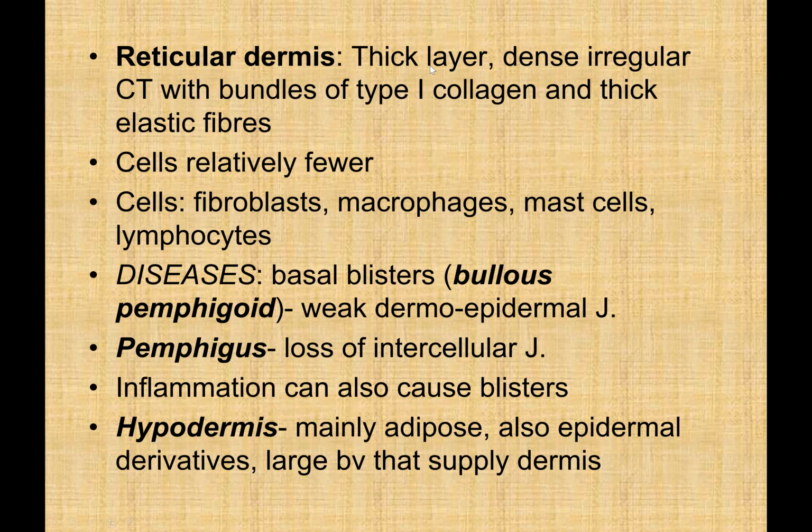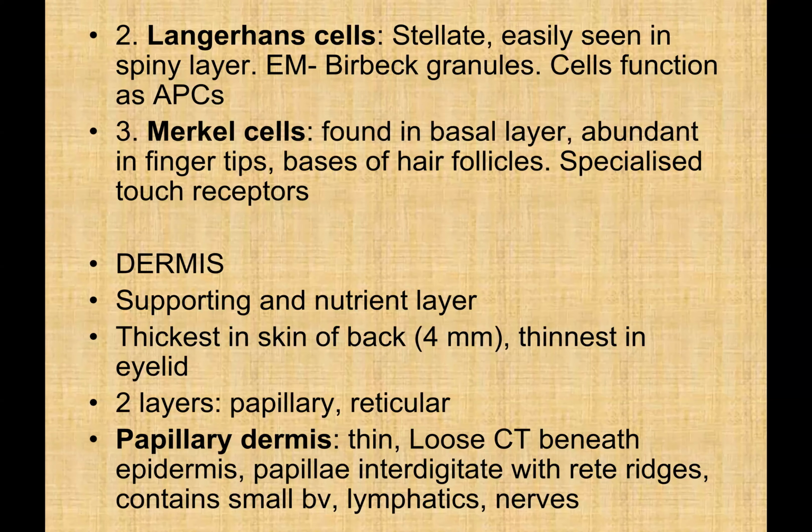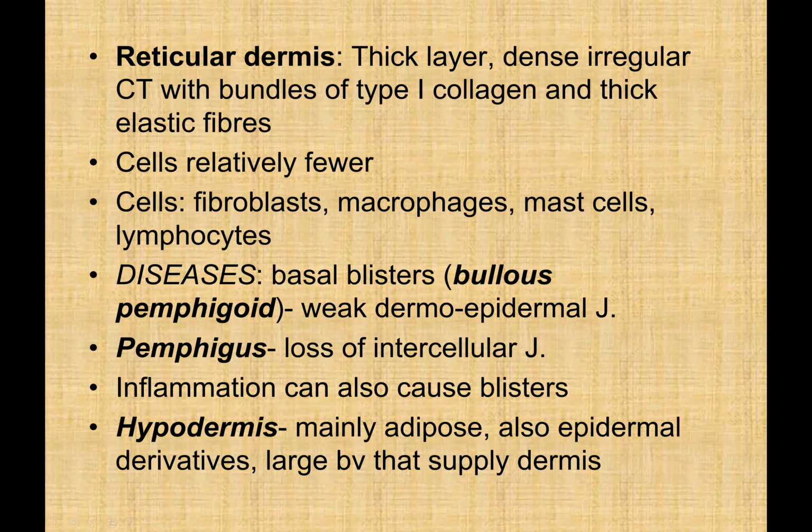The reticular dermis is the main thick layer, and that one is made up of dense, irregular connective tissue. Note, dense, irregular. But the papillary dermis is made up of loose areolar connective tissue. So in as much as the reticular dermis is a dense connective tissue, you have to know that the papillary dermis is a loose areolar connective tissue. And then the reticular dermis is made up of bundles of type 1 collagen. Take note of this: bundles of type 1 collagen. And it is thickest at the elastic fiber region.